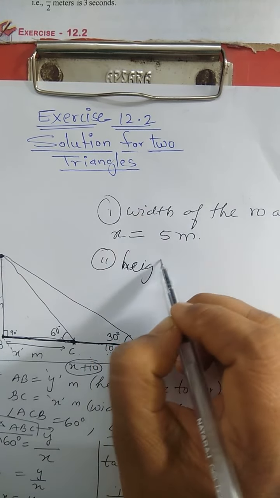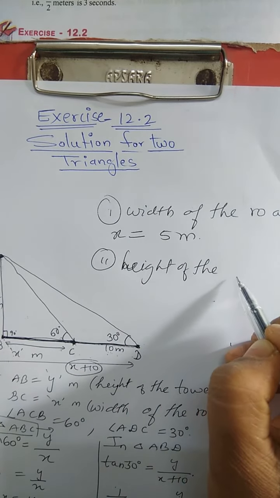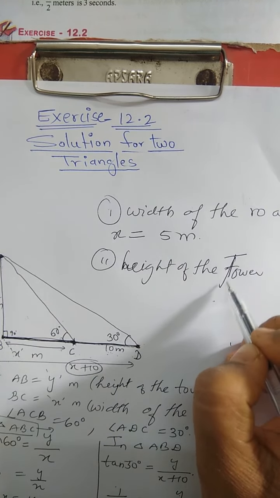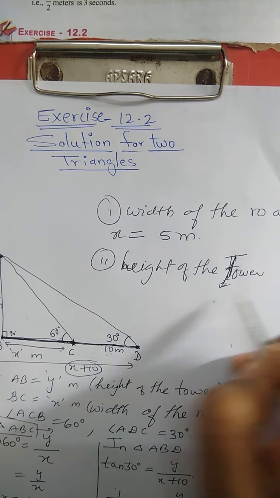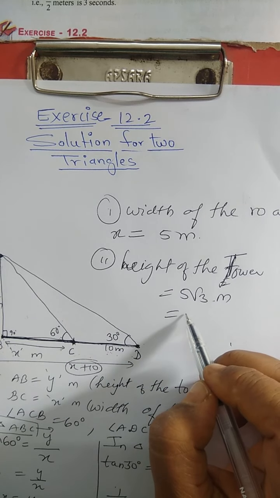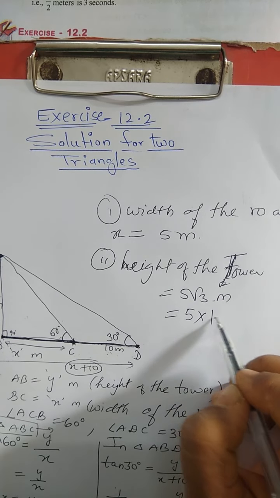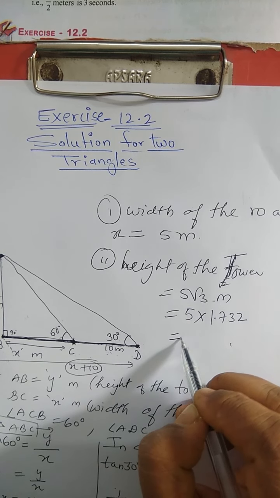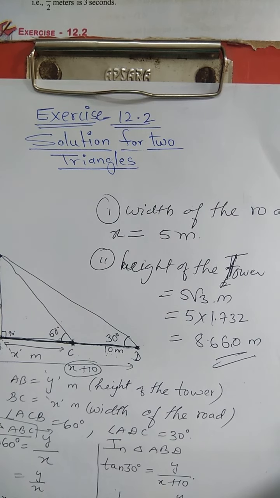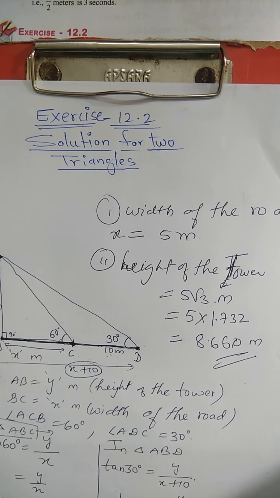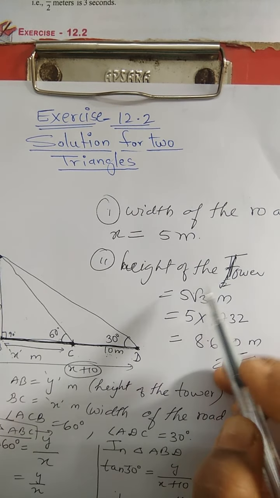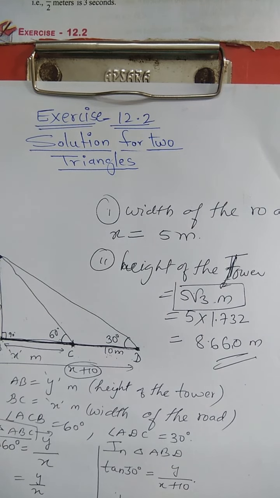And the second answer: height of the tower is equal to 5 root 3 meters. If you want to calculate further, you can put the value of root 3, that is 1.732. What answer will you get at last? 8.660 meters. If they mention the value of root 3 in the question, then you substitute and calculate. Otherwise, this answer is enough. Till here, the solution is enough.